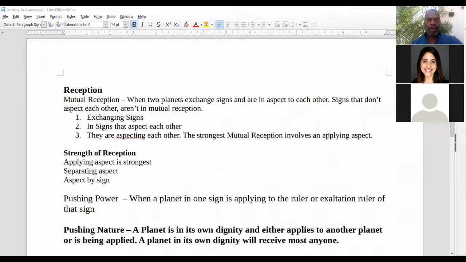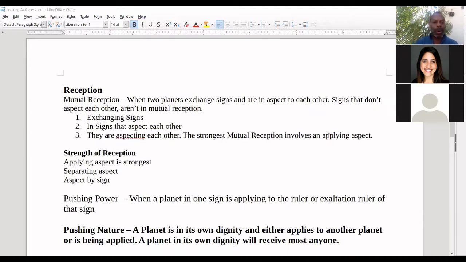Jupiter applying to Mercury? No. Jupiter can't apply to Mercury because Jupiter is slower. So remember, this is so important that these questions are coming forward like this: only planets that are fast can apply to planets that are slow.